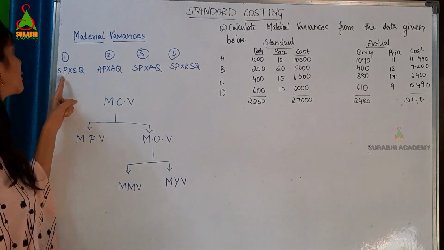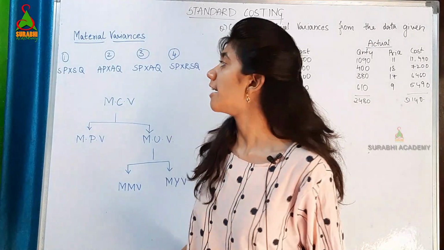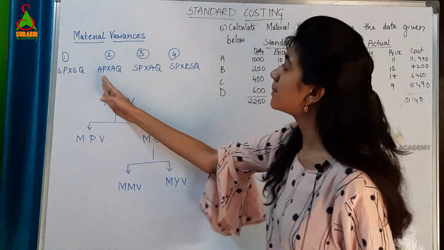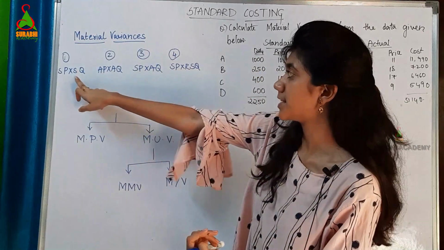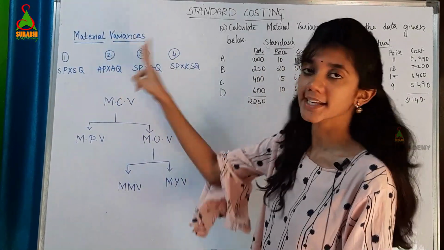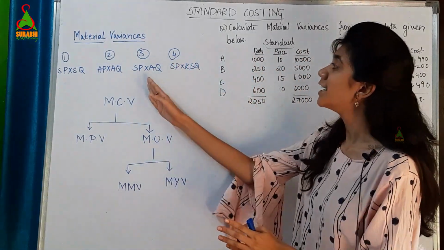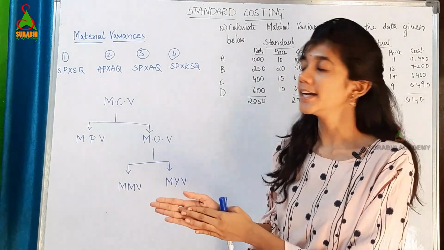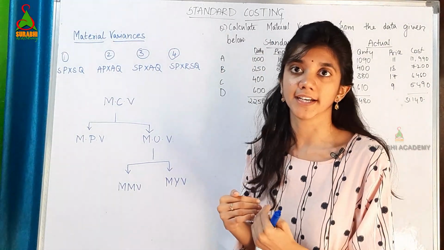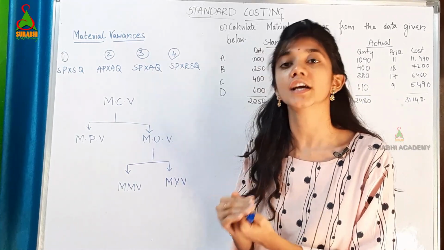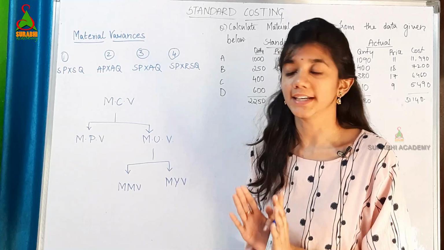First step, standard price into standard quantity. That means targeted price into targeted quantity. Second one, actual price into actual quantity. What we have targeted, that is the first step. What is actual, that is the second step: actual price into actual quantity. Third one, standard price into actual quantity. Fourth one, standard price into revised standard quantity. What is revised standard quantity? Standard quantity for actual output. I'll tell you how to calculate it.